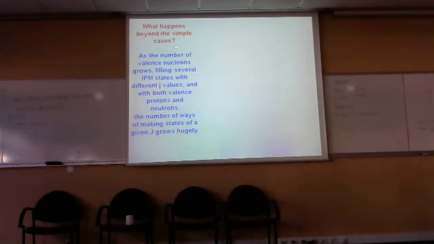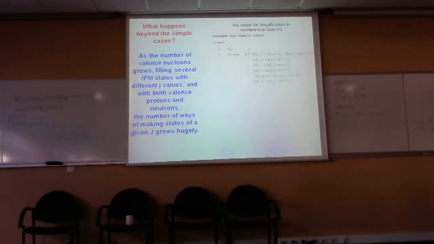As you increase the number of valence nucleons, the number of ways of making a given state grows very rapidly. I want to go through a couple of cases. Let's consider 2 particles in a d5/2 orbit. How many ways can you make a 2 plus state? Don't be influenced by the answer. There's one way, right? They can couple to 0, 2, or 4.